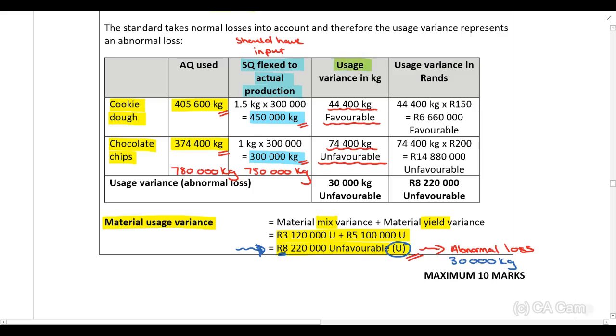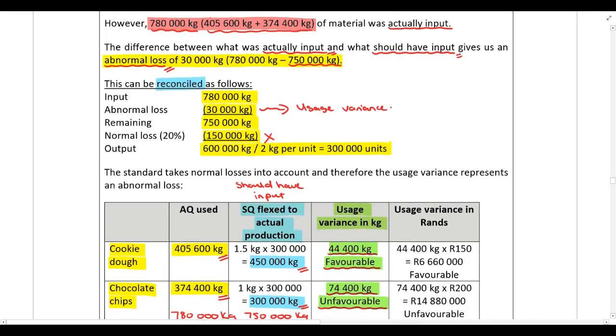So we've calculated the usage variance in kilograms. Because the one variance is favorable and the other variance is unfavorable, the net effect is we have an unfavorable variance of 30,000 kilograms. And that is your abnormal loss. Go back to the calculation above. The abnormal loss is 30,000 kilograms. So your usage variance is the abnormal loss, not the normal loss. The standard takes normal losses into account. So the usage variance is your abnormal loss.